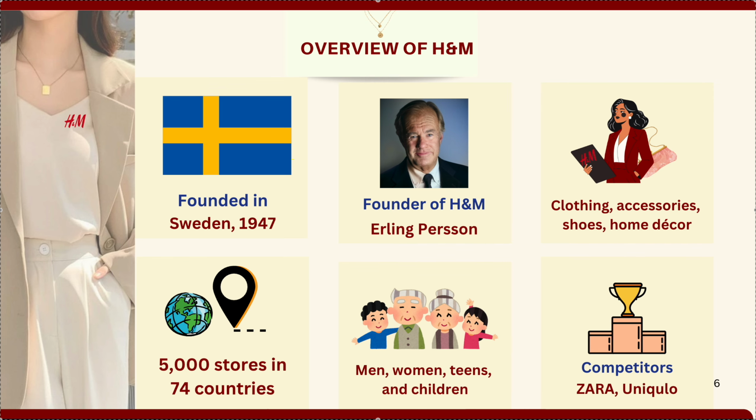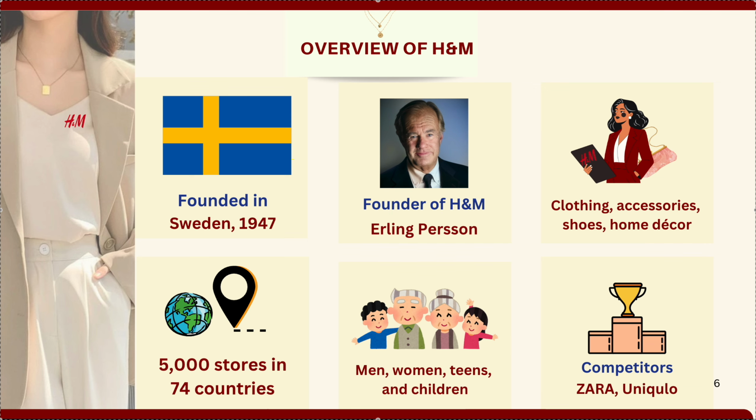So let's continue looking at the overview of H&M. It was founded by Erling Persson in 1947 in Sweden. The brand mostly focuses on clothing, accessories, shoes, and beauty products. There are 5,000 stores in more than 74 countries. The major customers of H&M are men, women, teens, and children. Of course, it also has competitors like ZARA and Uniqlo.